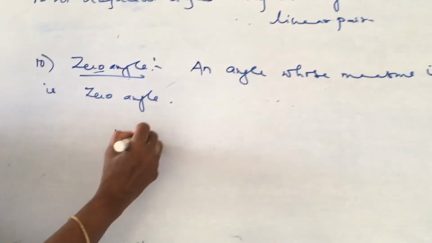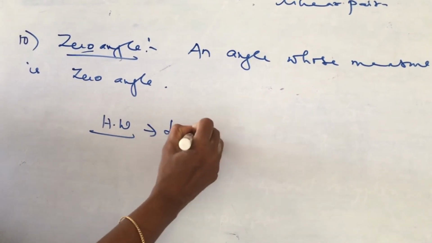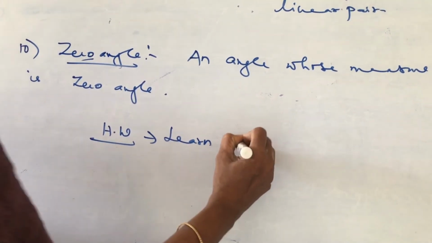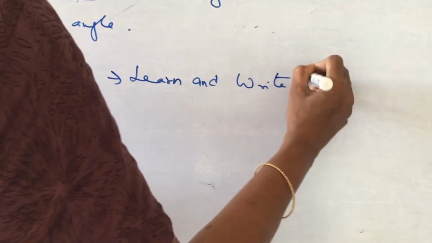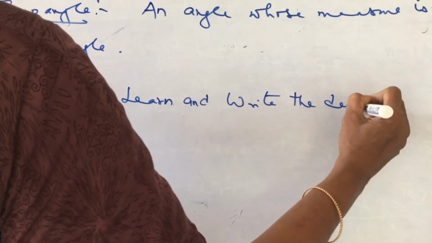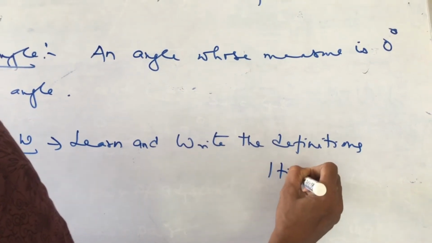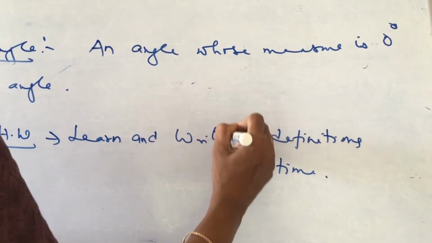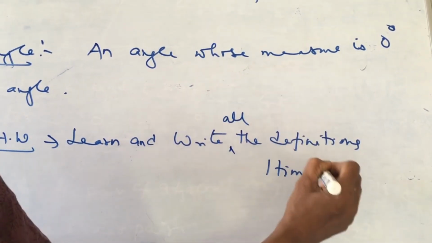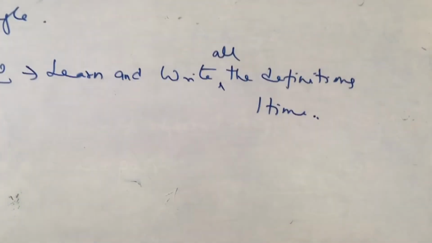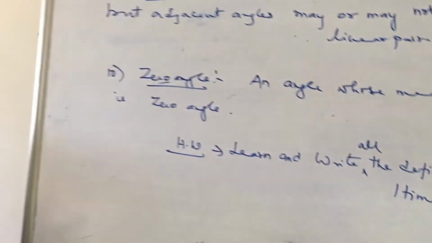Homework. Learn and write the definitions one time. All. Learn and write all the definitions one time. Hope you have understood, children.